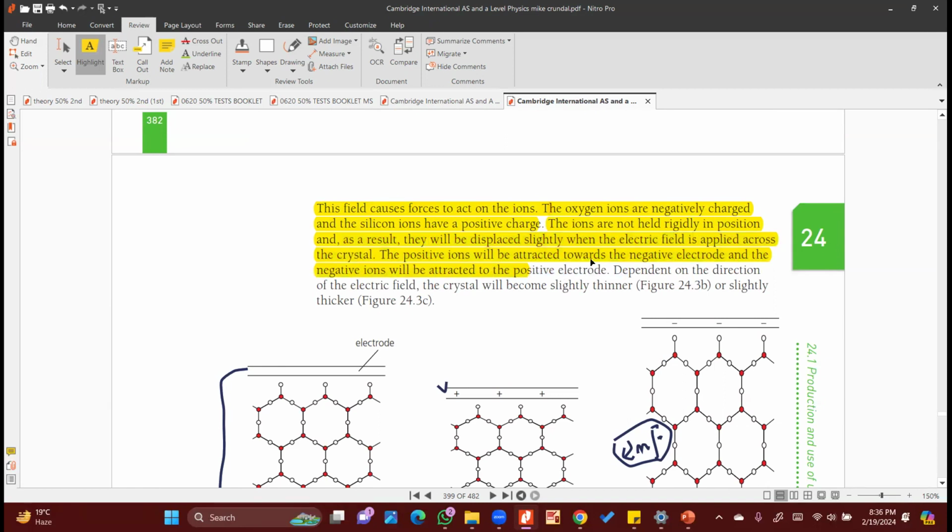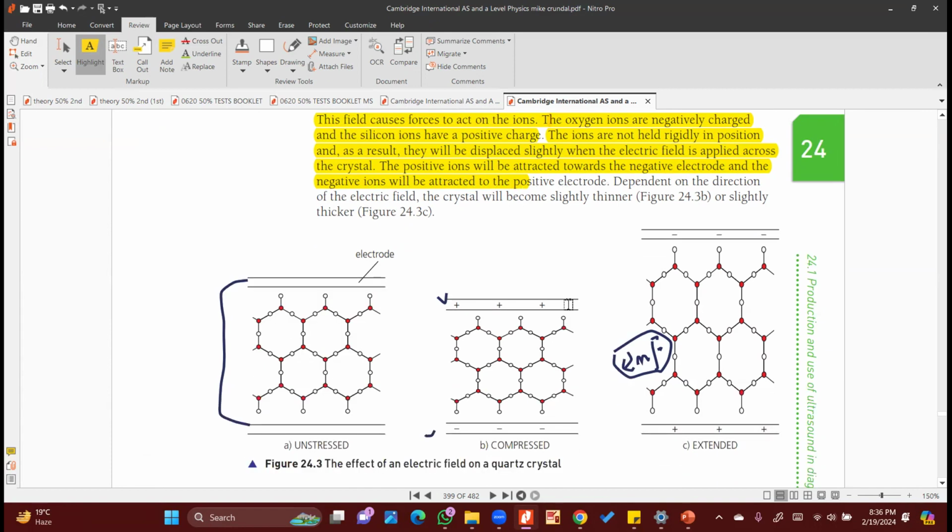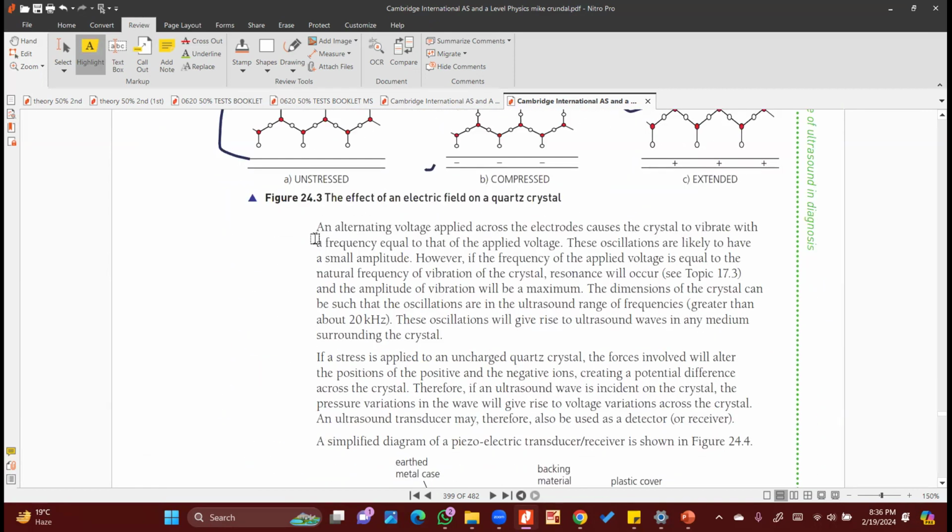The positive ions will be attracted towards the negative electrode and the negative ions will be attracted towards the positive electrode, depending upon the direction of the electric field. An alternating voltage applied across the electrodes causes the crystal to vibrate, because of the voltage we have applied on the input. And now the phenomenon of resonance will come in. How is ultrasound being produced?